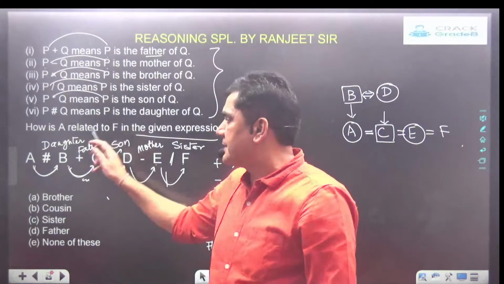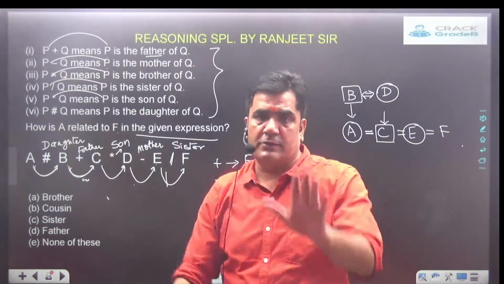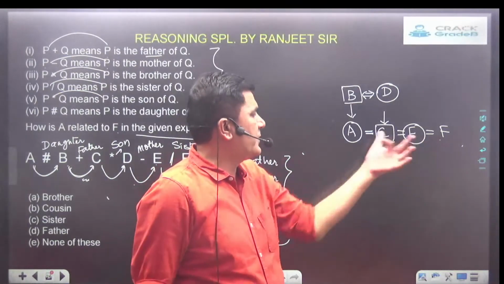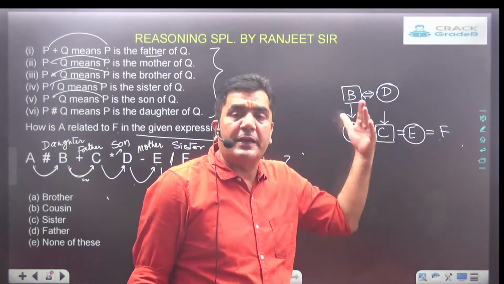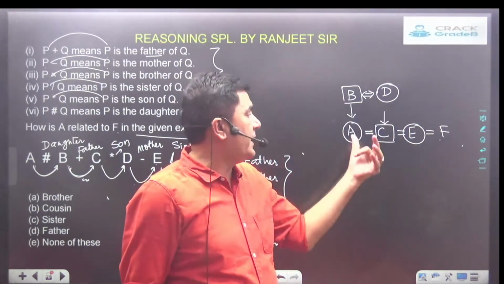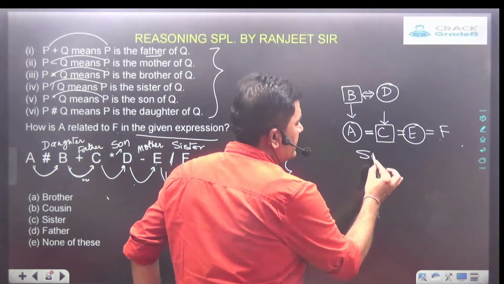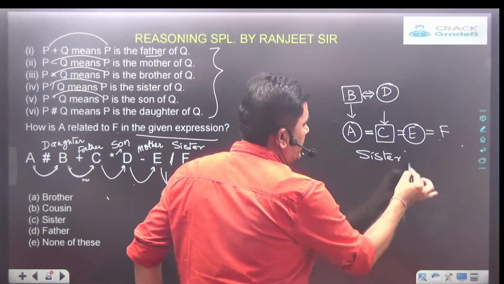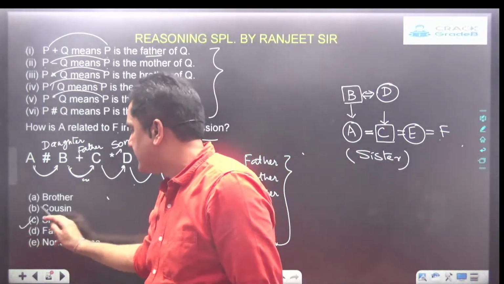See, here they are asking how is A related to F. So I will start from F and try to reach A. Now let's see. F is over here, A is over here. All have an equal to sign between them, which means A must be either brother or sister, depending upon the gender of A. And here A is given to be female. So I will say A is the sister of F. The answer must be sister.